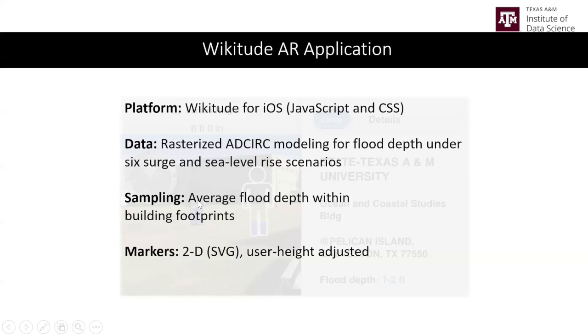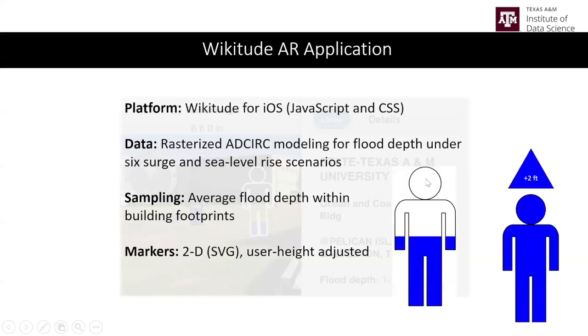What I did was I decided to sample the flood depth from the ADCIRC rasters within the building footprints for the A&M Galveston campus. I also did the calculation for all of Galveston, but my survey was for the A&M Galveston campus. So that's what we'll be looking at today. And I already described the construction of the markers. That was done in SVG, which allowed me to dynamically alter the vector-based display based on user height.